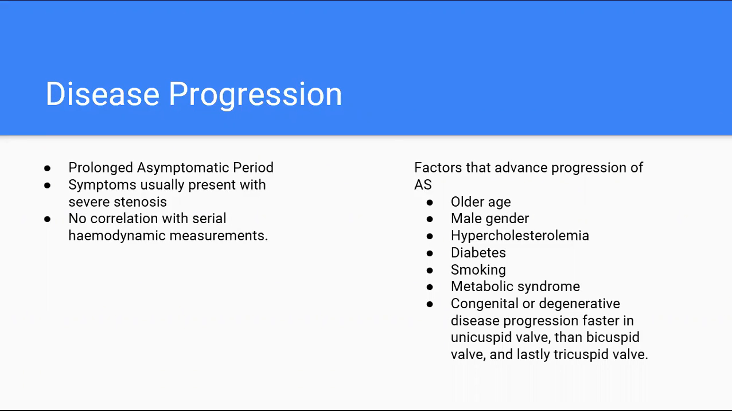But there are certain risk factors that indicate faster progression. Old age, male gender, high cholesterol, diabetes, smoking, metabolic syndrome. And of course, if you can imagine, a unicuspid valve will become calcified and stenotic much more quickly than a bicuspid. And then lastly, a tricuspid valve.